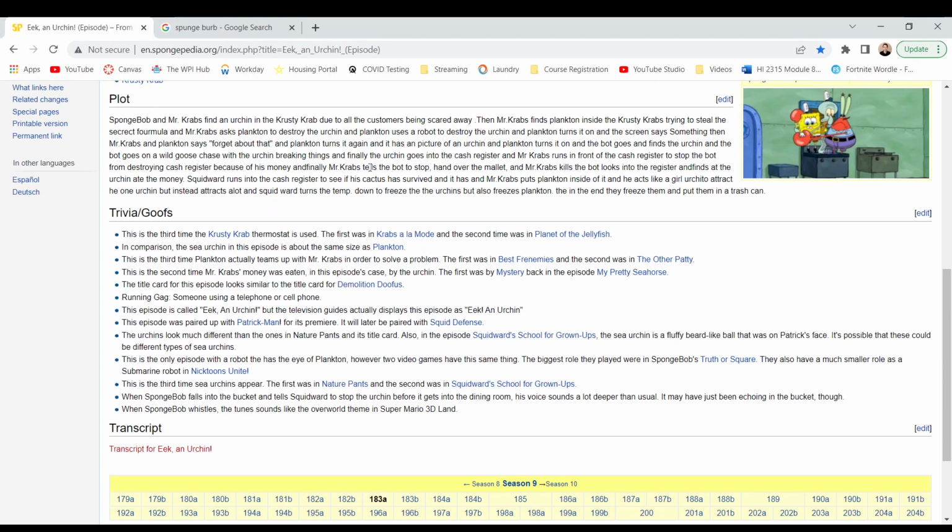But whatever. This is the third time a Krusty Krab thermostat is used. First was Krabs a la Mode. Second time was Jellyfish Hunter. In comparison to this huge episode, that's the same size as Plankton. Thank you. I could have figured that out by looking at the episode.